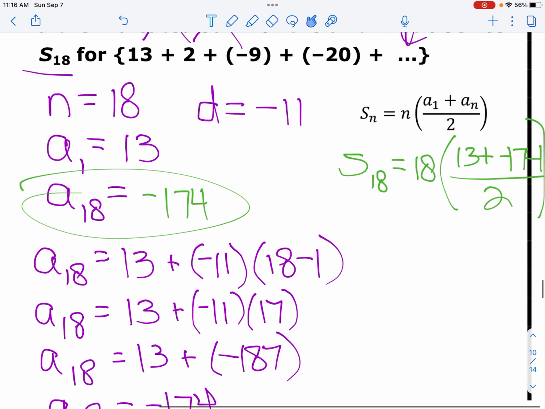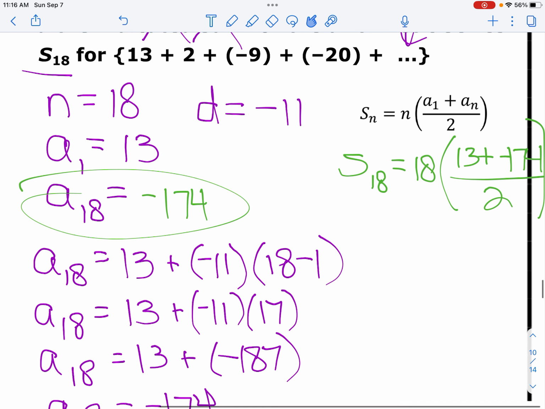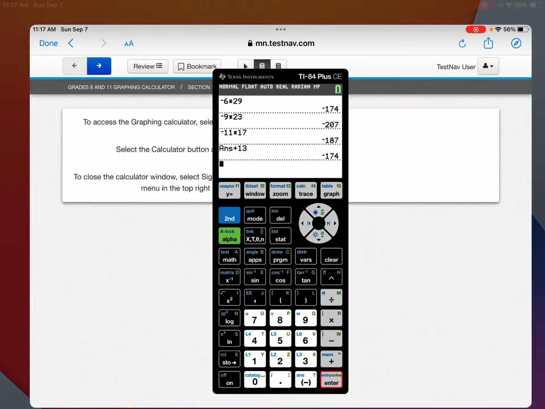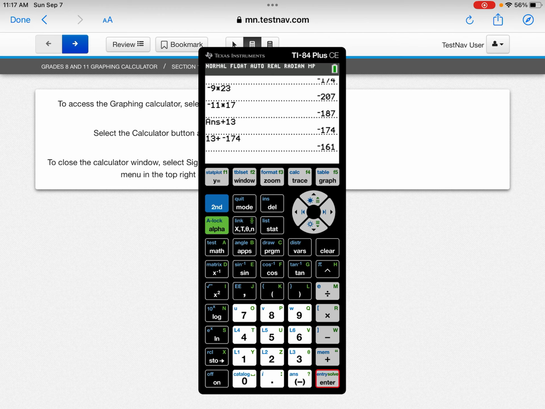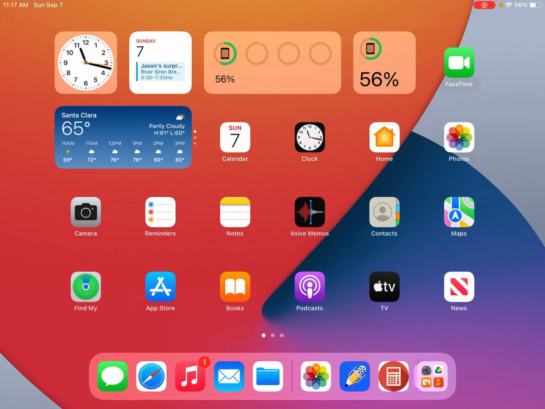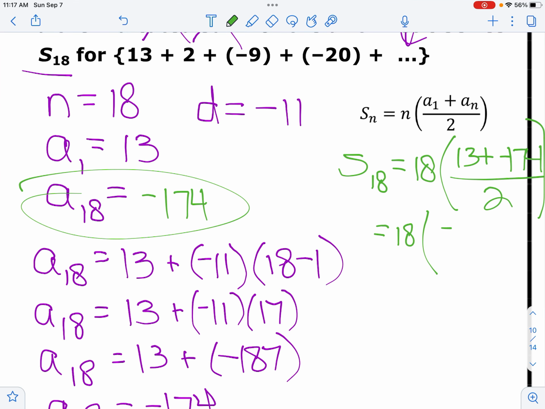I'm going to add 13 plus negative 174, right? So if you're not sure, just go to your calculator. 13 plus negative 174 is negative 161. Okay? So that's the top. And then I'm going to divide that by 2. And then I need to multiply by 18. So let's go ahead and do that.